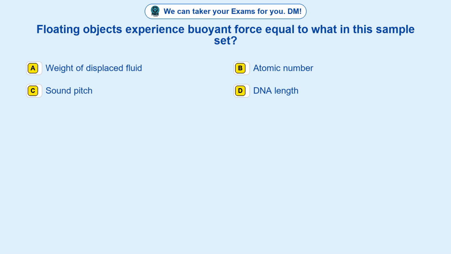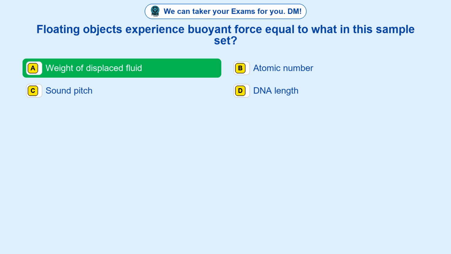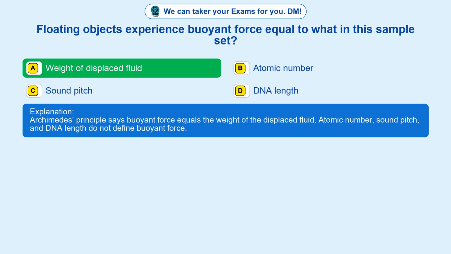Question 80. Floating objects experience buoyant force equal to what in the sample set? Option A, weight of displaced fluid. Option B, atomic number. Option C, sound pitch. Option D, DNA length. The correct answer is option A, weight of displaced fluid. Archimedes' principle says buoyant force equals the weight of the displaced fluid. Atomic number, sound pitch, and DNA length do not define buoyant force.